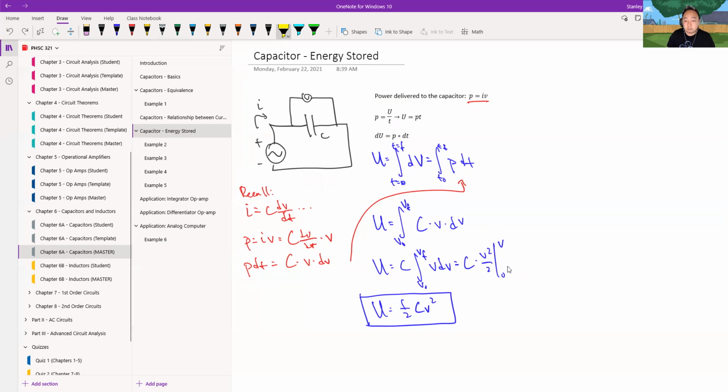When we simplify this, because we have 0 as the lower limit, the second term essentially cancels out, and we end up with this equation. So we can calculate the energy stored in the capacitor using this equation: U is equal to 1/2 times your capacitance times voltage squared.